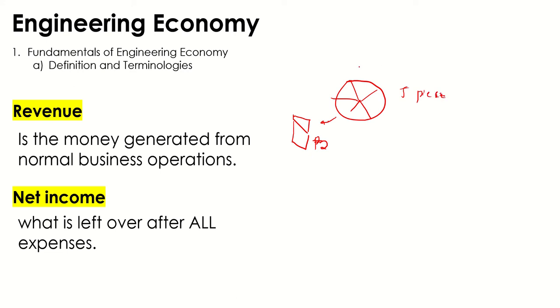So you are expecting that you're going to sell this for a total of 2 times 5, so 10 pesos. So that's the revenue. If you sold all of this cake, you earn 10 pesos. So that's the revenue. However, net income is less than the revenue.